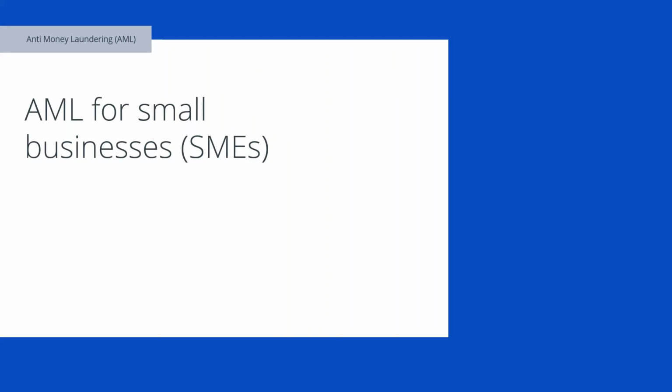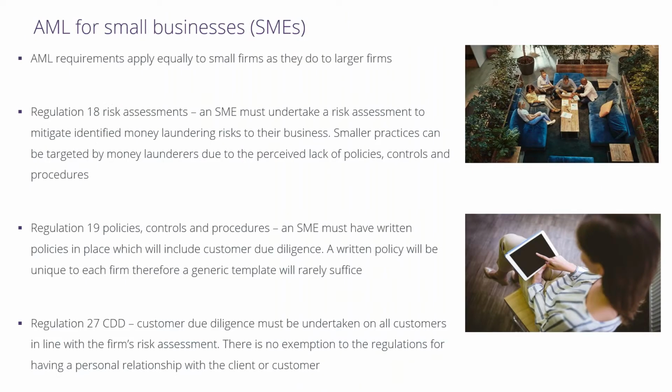We've discussed the relevant legislation and regulations in relation to money laundering, but smaller firms or SMEs may be wondering if and how these apply to them and how they can comply. The regulations, legislation, and the professional statement that we have already discussed apply equally to small firms as they do to larger firms. Smaller practices can sometimes be targeted by money launderers due to the perceived lack of policies, controls, and procedures. Under Regulation 18, an SME must undertake a risk assessment to mitigate identified money laundering risks to their business. Under Regulation 19, an SME must have written policies in place, which will include customer due diligence measures. A written policy will be unique to each firm, therefore a generic template, possibly obtained from a larger firm, will rarely suffice.